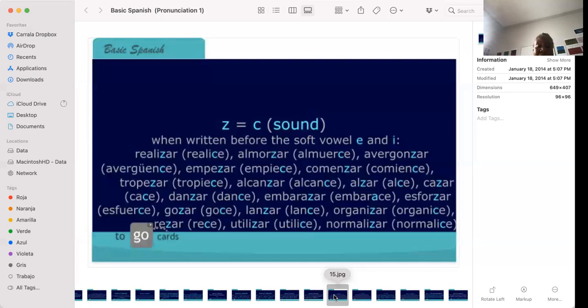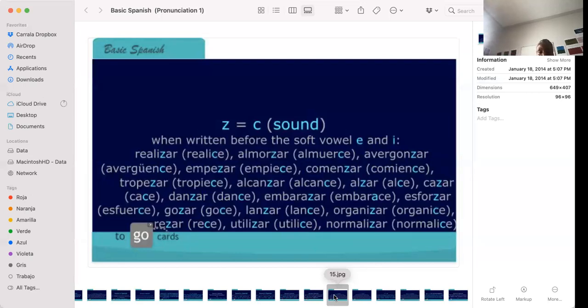Almorzar, then you have almuerce. Avergonzar, then you have avergüence. Empezar, empiece. Comenzar, comience. Now, the reason you have the change in empezar and comenzar is that they are irregular verbs, so you have to learn about that. And also the verb tropezar is irregular. Alcanzar, alcance. Organizar, organice.